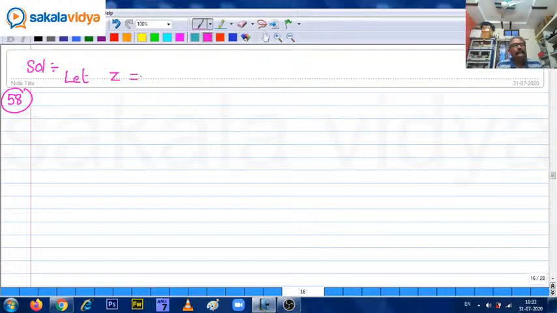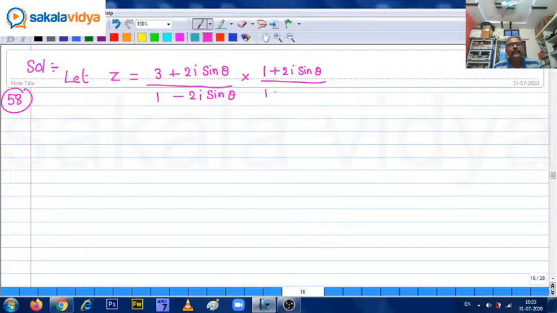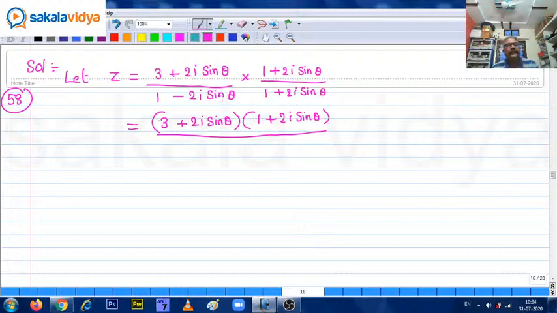Let z equal (3 plus 2i sin theta) upon (1 minus 2i sin theta). We need to express this in the form a plus ib, so multiply both numerator and denominator with the conjugate of the denominator, which is 1 plus 2i sin theta. Here we get 3 plus 2i sin theta multiplied with 1 plus 2i sin theta, upon a minus b into a plus b, nothing but a square minus b square. So 1 square is 1, and 2 sin theta whole square is 4 sin square theta.